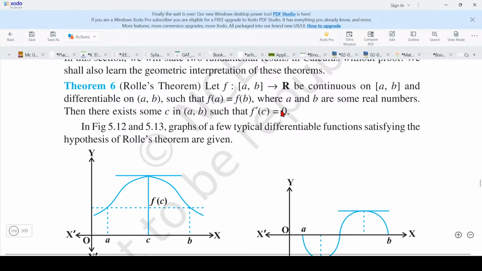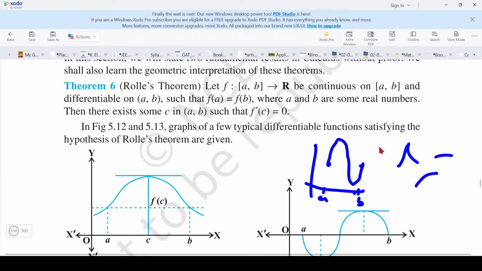So what he is essentially saying is there is a function, f of a is equal to f of b. So f of a is some point, f of b is the same point. This is a, this is b. Both are of the same value. Now the function is differentiable on open a, b. What does that mean? Everywhere in between, the function is actually smooth. There are no these kind of things.